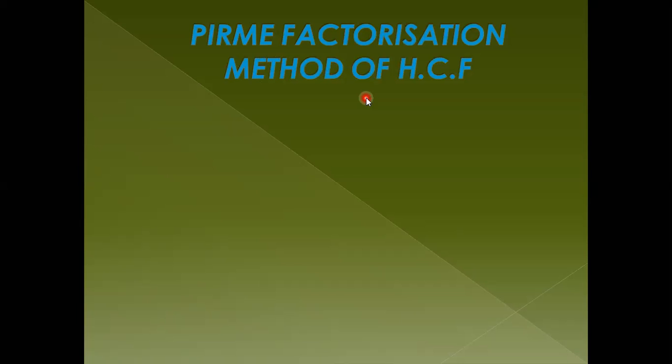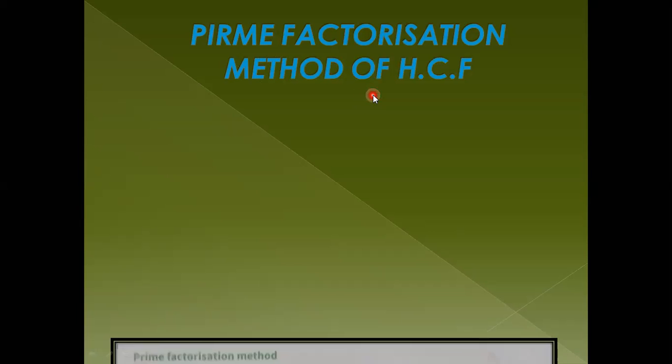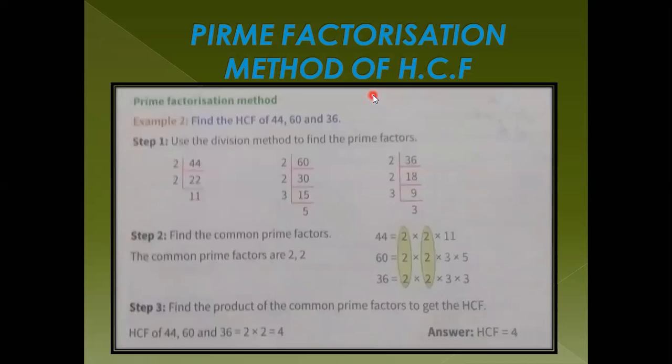Let us see the prime factorization method of HCF. In one more way, how we will find. This is only the division method. How will you find the HCF of 44, 60 and 36? For these three numbers, use the division method to find the prime factors.